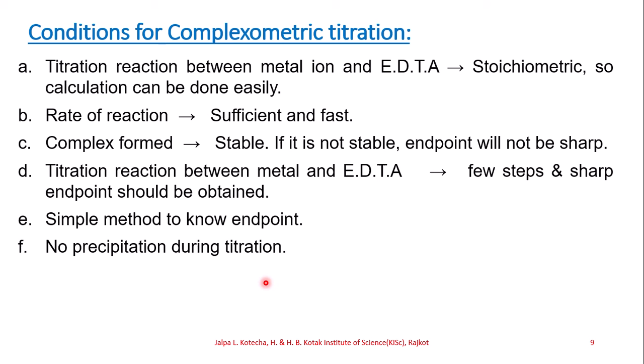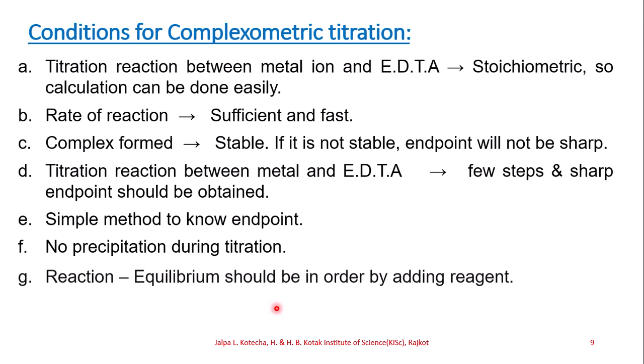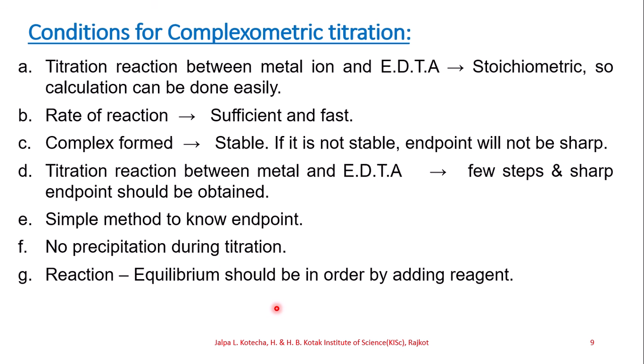This is also a condition required for the complexometric analysis. If there is a precipitation, it hinders the identification of a metal ion. So there should not occur a precipitation during the formation of a complex. If at all it is there, it should be overcome by using some solvents or a buffer. Next, a reaction equilibrium should be in order by adding reagent.